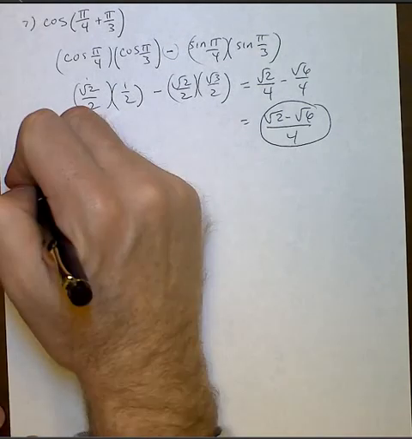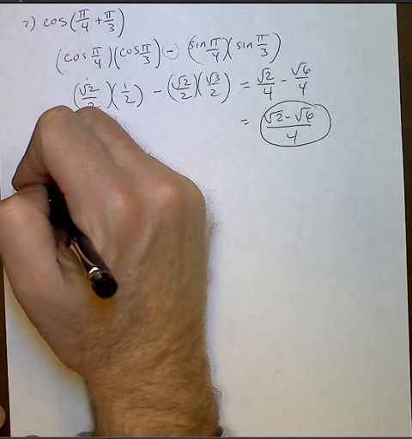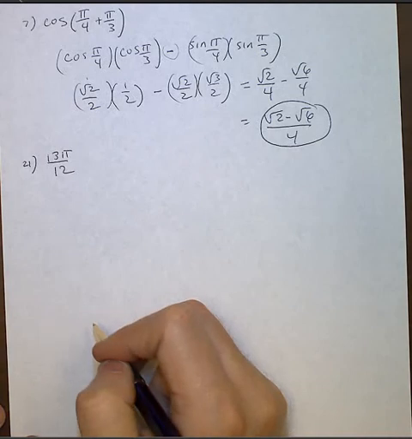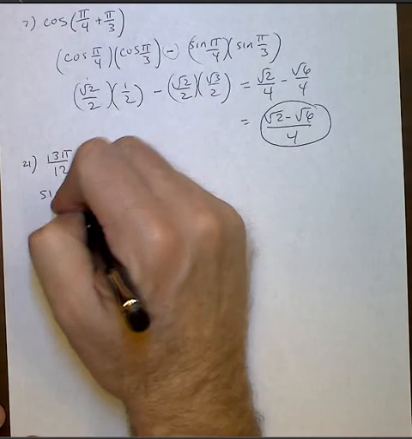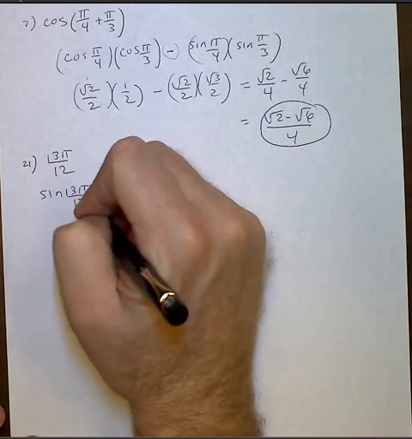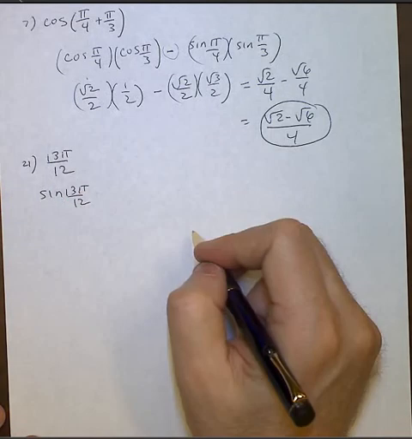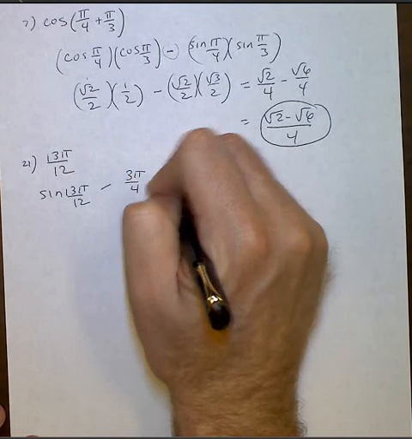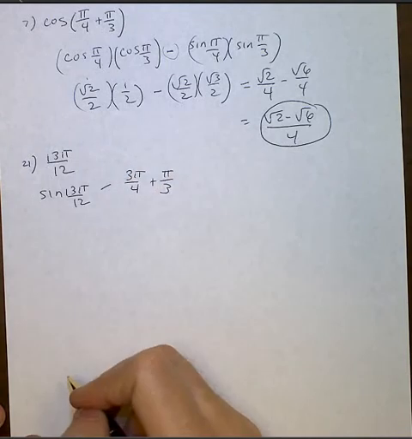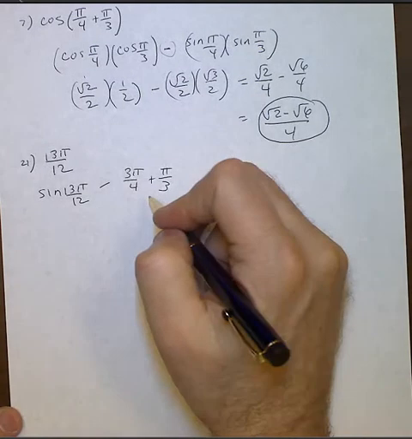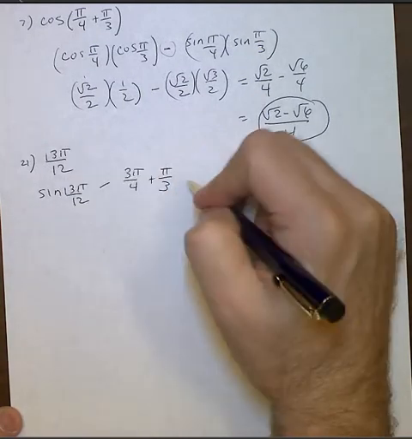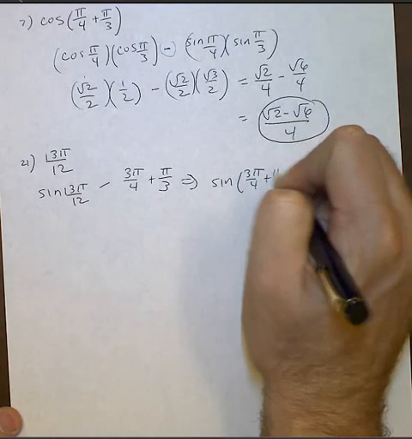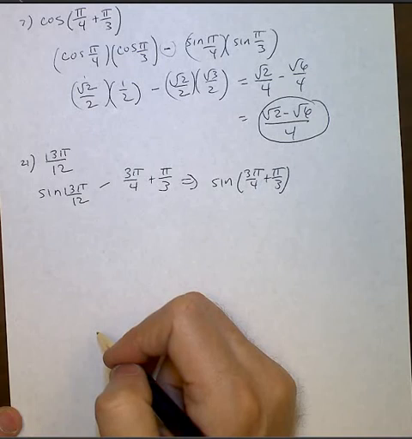Number 21, you're given 13 pi over 12, and I said in my modified instruction we're just going to do the sine. So we need to do the sine of 13 pi over 12. You need to figure out what two angles add to 13 pi over 12. Turns out that 3 pi over 4 plus pi over 3 is the same as 13 pi over 12. So you need to figure that part out yourself. So in essence, what we're going to solve for is the sine of 3 pi over 4 plus pi over 3, which means we're going to use the sine sum formula that we have.